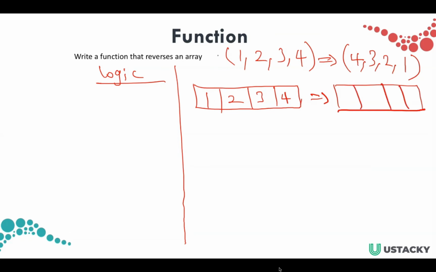The first thing we notice here is that we are swapping the value in the first index with the value in the last index. By doing that, 4 will be coming here and 1 will be coming here. So we can note some things down. The first thing is that we are doing swapping.